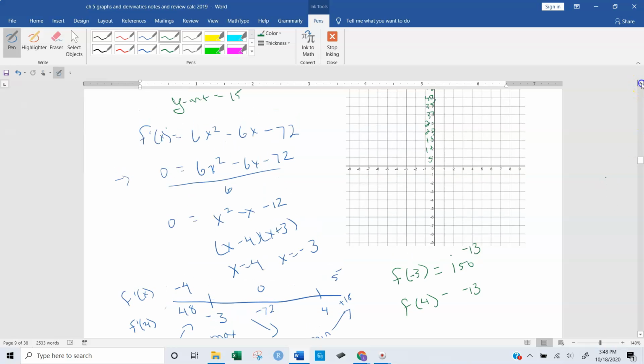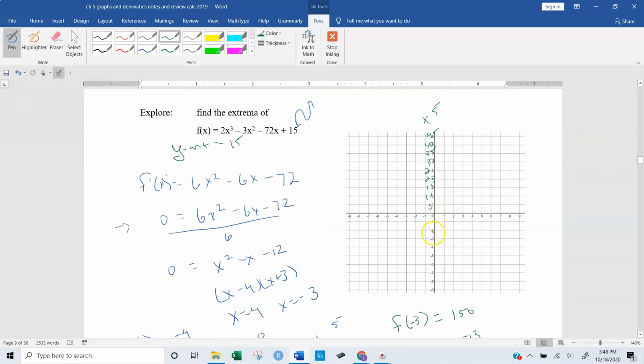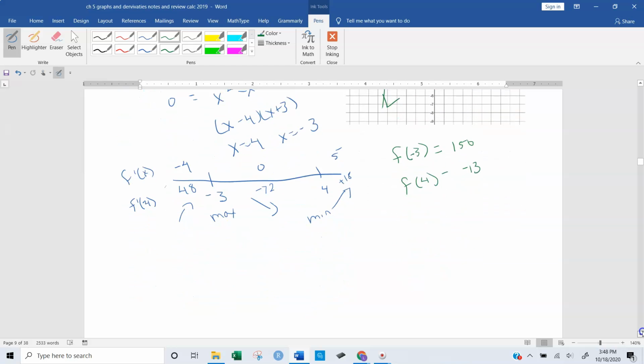So let's graph these on a graph. So f of 4 is -13 since we're going by 5s. That's roughly here. -3 is a positive 150. That's like way off my graph still. I'm just going to label that at 150 and draw in the y-intercept at 15. Draw in our graph, which is exactly what we thought it should look like. So we did well. Okay, let's continue on.